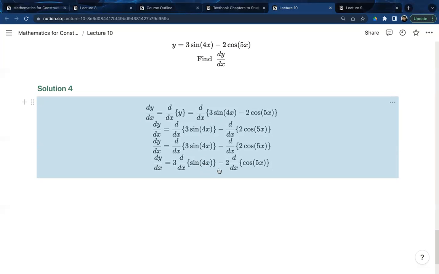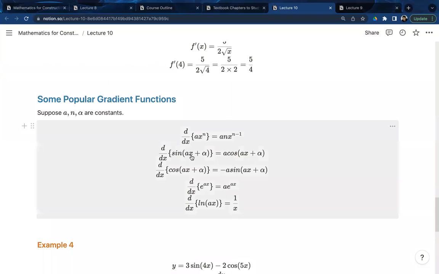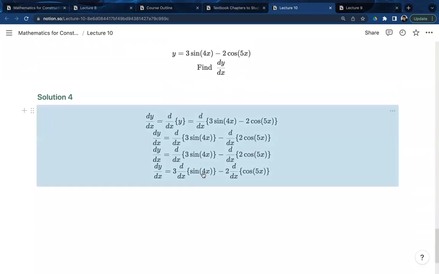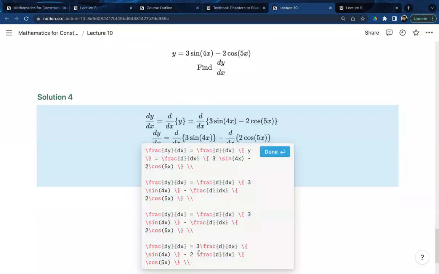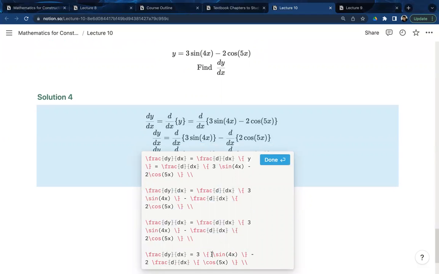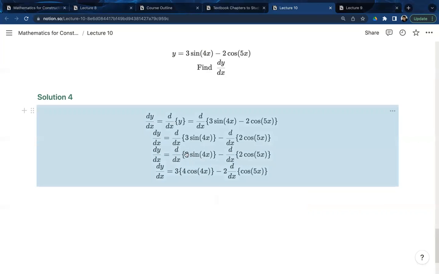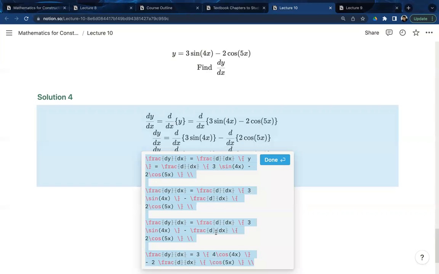What's the derivative of sine 4x? Sine ax is a cos ax. So whatever is in the brackets, we leave it, but the number in front of the x, we put it outside. So d dx of sine 4x is 4 cosine 4x, right? So the derivative of 3 sine 4x, pull out the 3, and the derivative of sine 4x is 4 cos 4x, right?